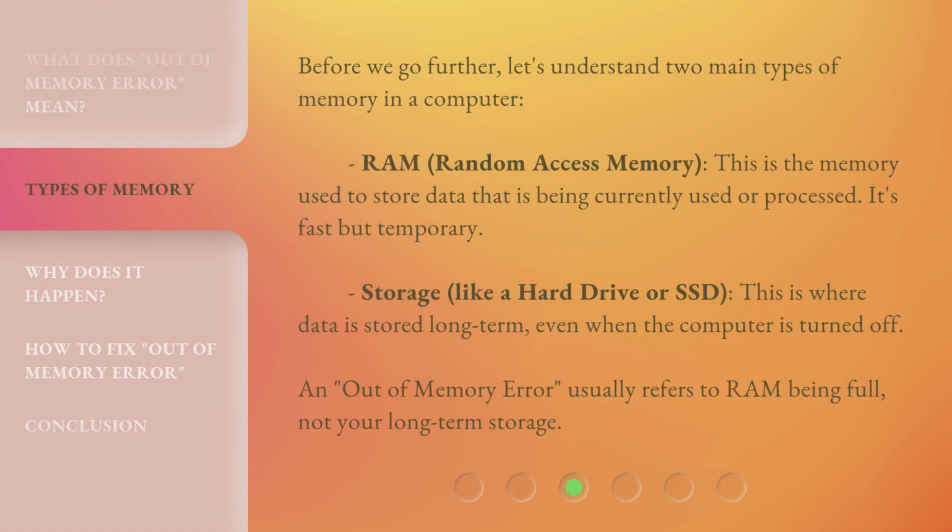Before we go further, let's understand two main types of memory in a computer. RAM, Random Access Memory. This is the memory used to store data that is being currently used or processed. It's fast but temporary. Storage, like a hard drive or SSD. This is where data is stored long-term, even when the computer is turned off. An out-of-memory error usually refers to RAM being full, not your long-term storage.